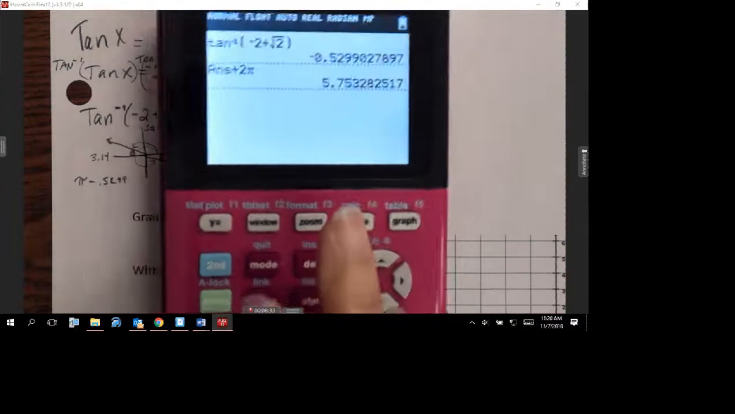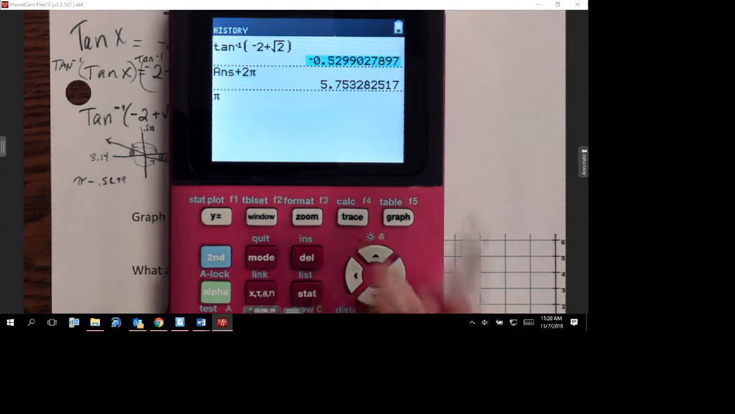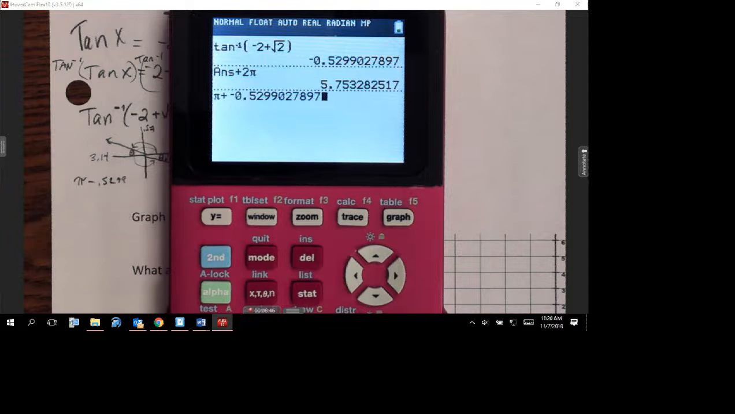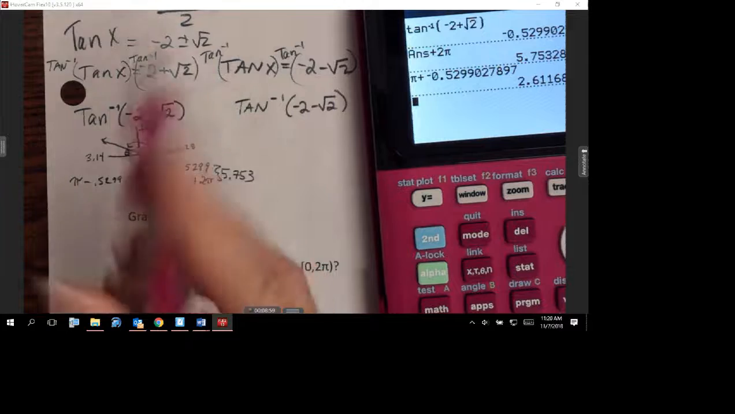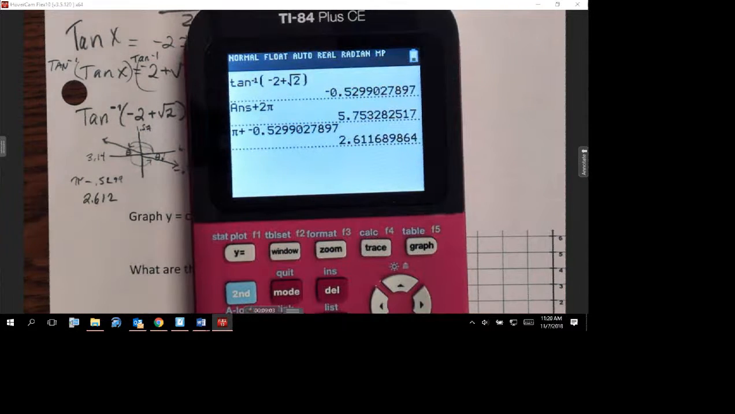But I'm going to do it on here. I'm not going to round it. So I'm going to do pi, and I'm going to subtract it, so it goes less than pi. And that number is less than pi, 2.612. So I have 2 solutions.